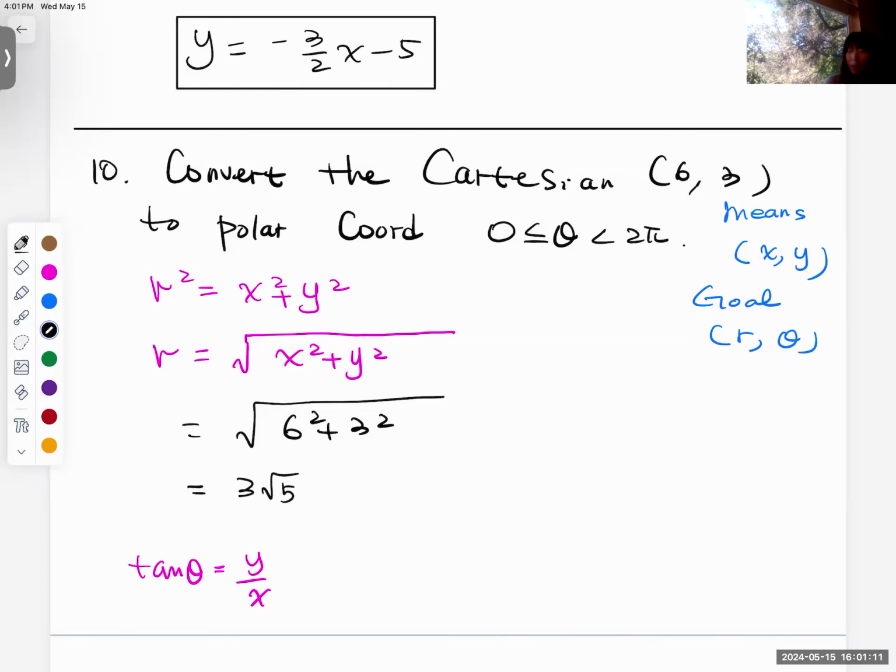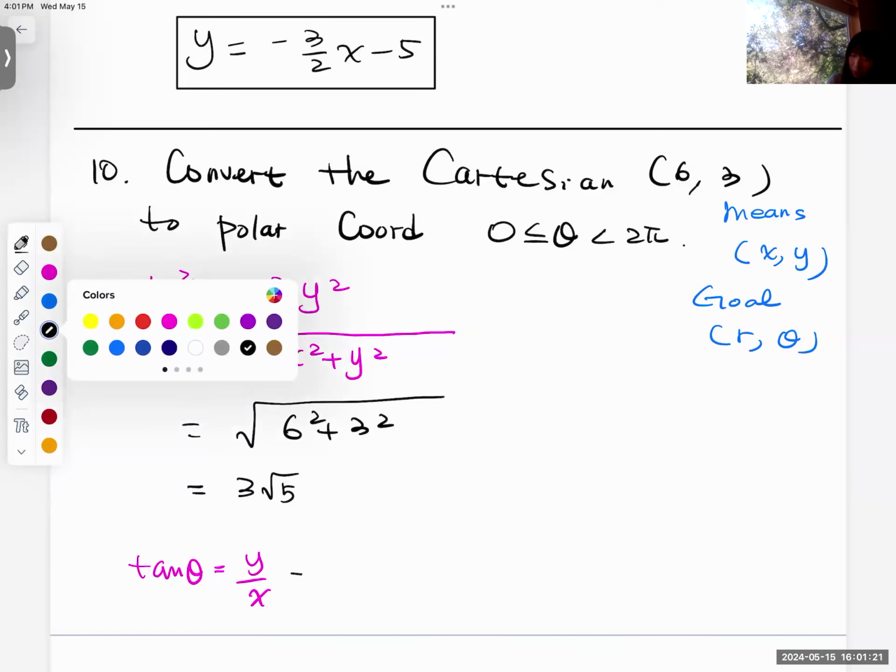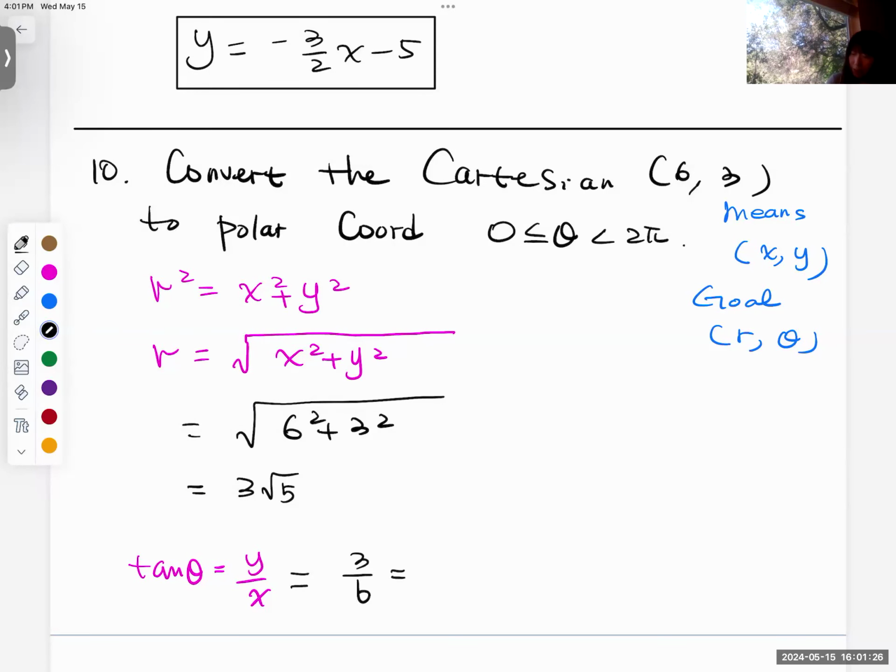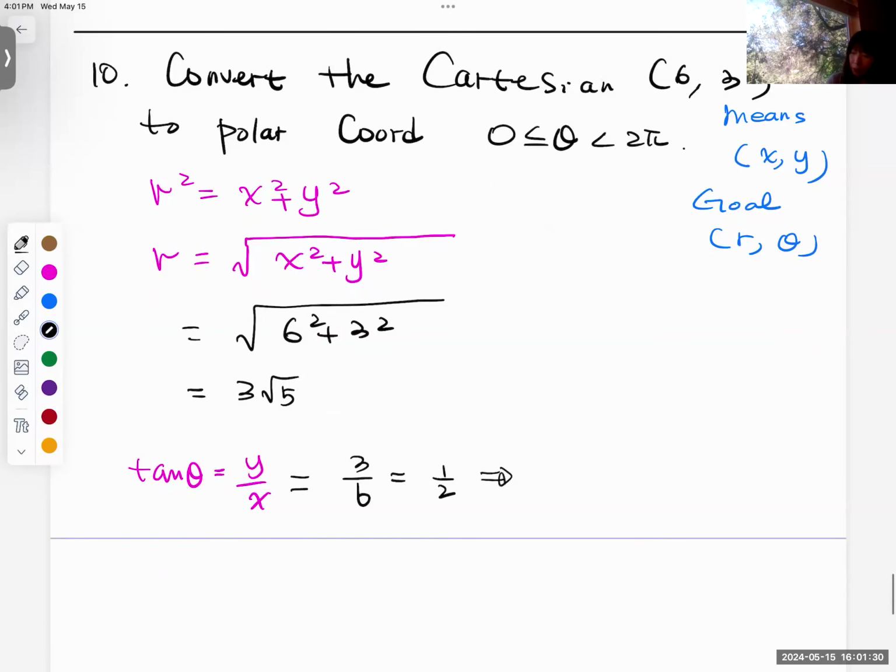Thank you. And now we want to find theta. So tan theta, which is y over x. So that will be y, which is 3 over 6, which is 1/2. Okay, so can you please do that? Theta equal to inverse tangent of 1/2. Can you please calculate? Then we are done.